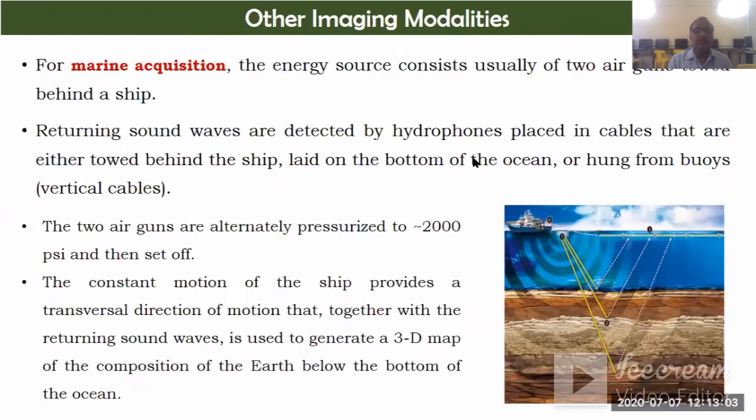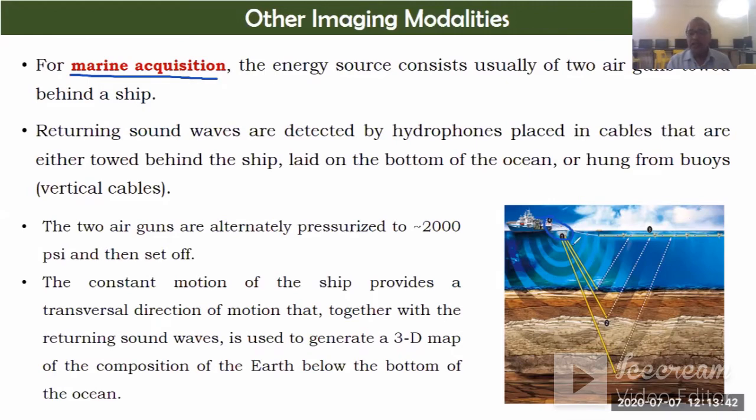Now the next application: how a particular mineral will be found in the sea. This is known as marine acquisition. For marine acquisition, the energy source usually consists of two air guns. Those air guns will be placed behind the ship. So they can transmit signals, they can pass the signal, and it will be passed into the water. After that, it can return something.